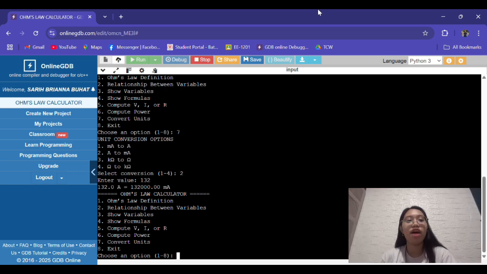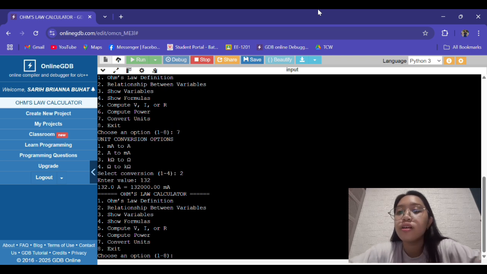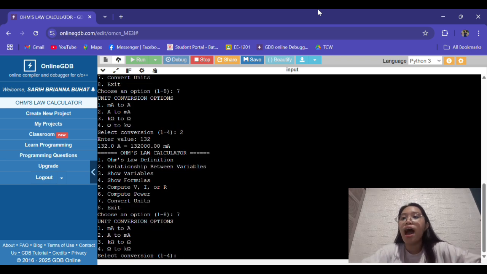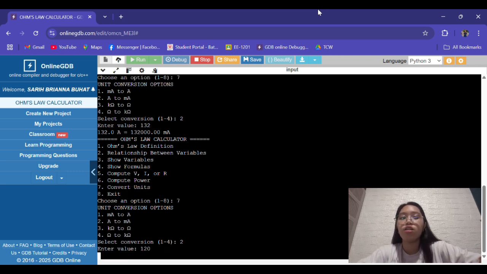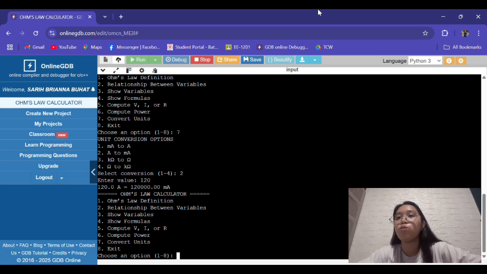And now, let's try another one. Let's convert a unit. For example, I chose amps to milliamps. I want to convert an ampere to milliampere. As I input a value, 120. So, 120 amperes equals 120,000 milliamperes.